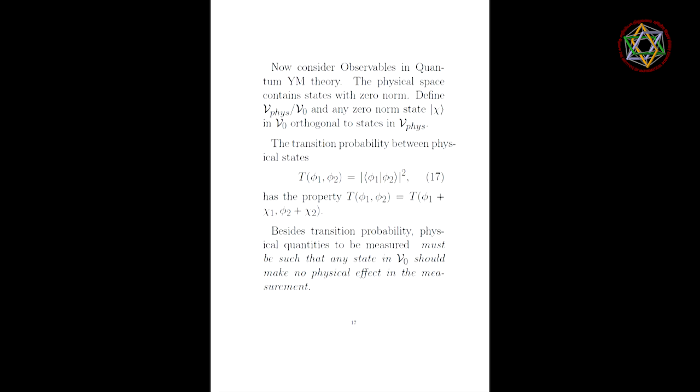Now consider observables in quantum Yang-Mills theory. The physical space contains states with positive norm, negative norm and zero norm. Define V_physics mod out V_0, any zero norm state chi in V_0 being orthogonal to the states in V_physics. The transition probability between physical states has the property that if you add chi1 and chi2, which belong to V_0, it is not affected, because chi1 and chi2 are orthogonal to phi1 and phi2.